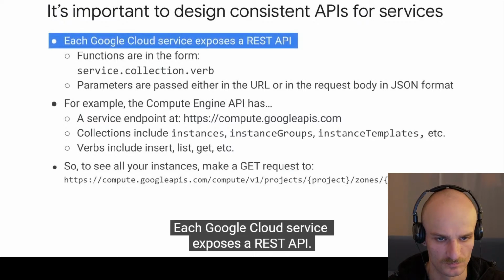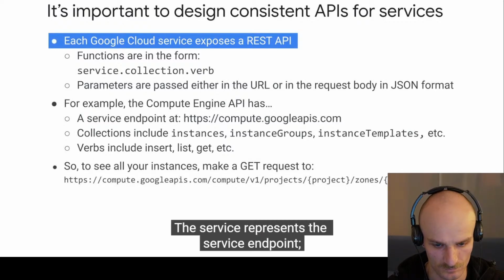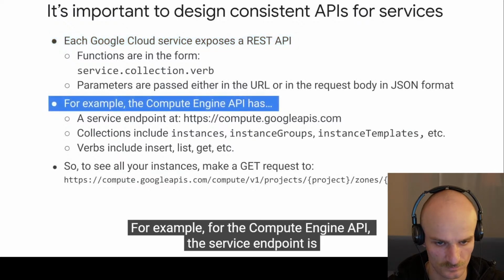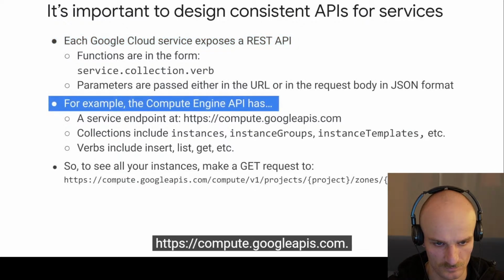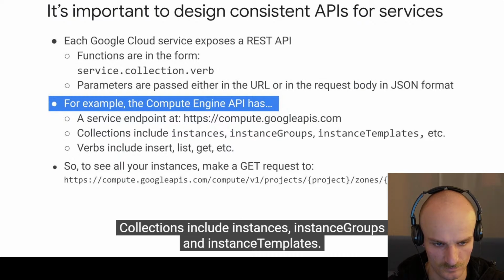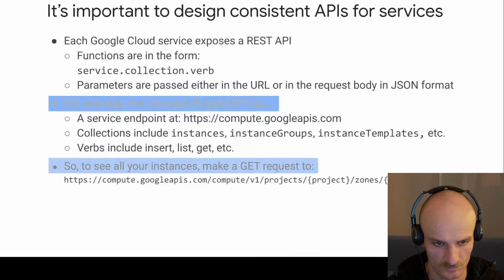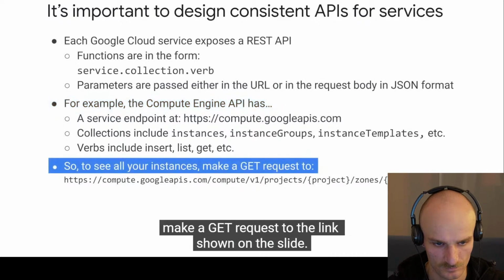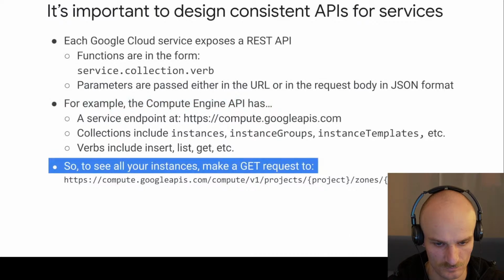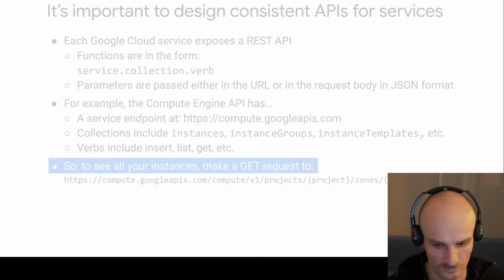Each Google Cloud service exposes a REST API. Functions are defined in the form of service.collection.verb. The service represents the service endpoint. For example, for the Compute Engine API, the service endpoint is https://compute.googleapis.com. Collections include instances, instance groups, and instance templates. The verbs then include list, get, and insert. To see all of your Compute Engine instances, make a GET request to the link shown on the slide. Parameters are passed either to the URL or on the request body in a JSON format.